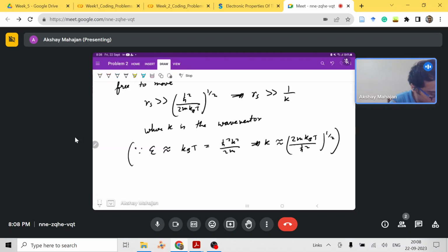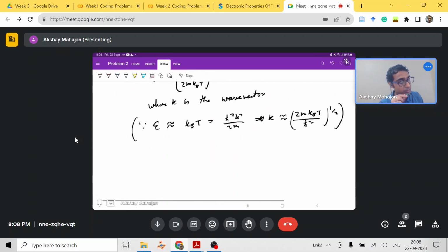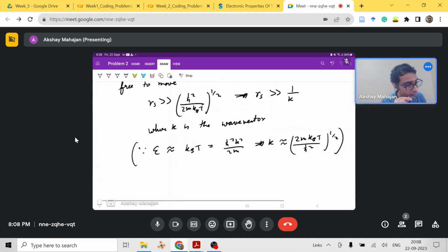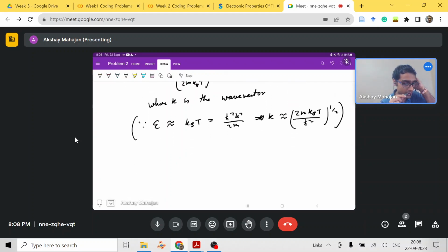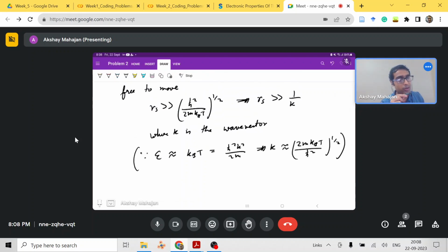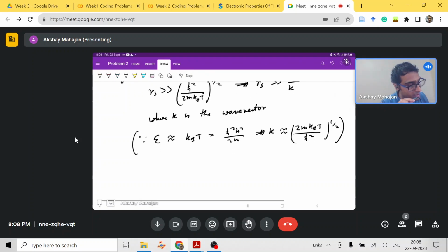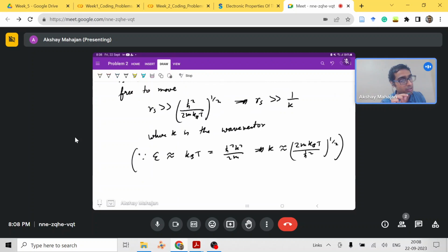Alright, so this Rs that we have found is basically 1 by k in the classical limit, when we go to very high temperature where this condition is satisfied, and we get the Boltzmann distribution instead of the Fermi-Dirac distribution, which defines the motion of the electrons. The probability of finding an electron everywhere is more defined by the Boltzmann distribution. So in that case, our Rs is becoming much greater than 1 by k.